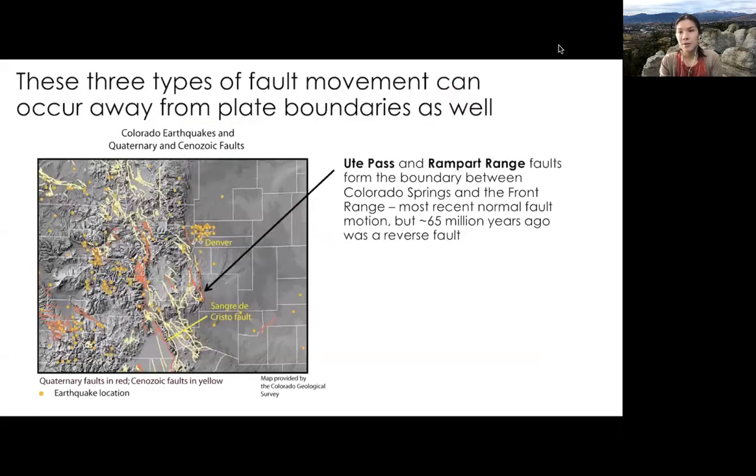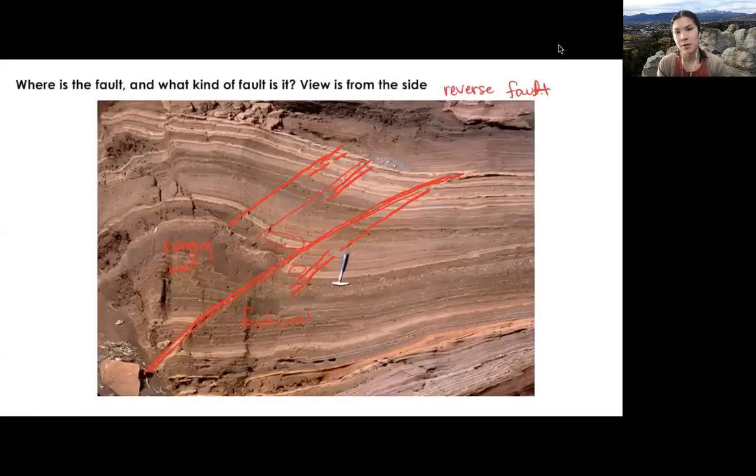All right, so those are great practices. And I think one thing that it showed us is that we can see those faults away from plate boundaries. A plate boundary is not going to be as small as this example here with the rock hammer. This here is some deformation and some faulting that is occurring within one plate.